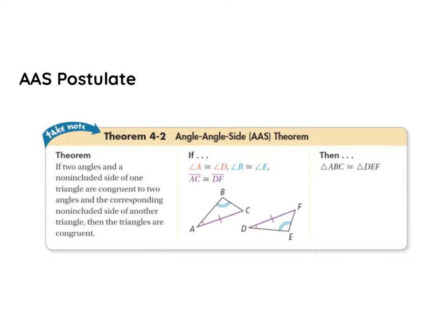Okay, the fourth and final one we're going to talk about is angle, angle, side. The difference here is, I still have a matching angle, a matching side, and my second matching angle. But if I label these, hopefully you notice angle, angle, side. The difference is that the side is not the included side. It's not in between the two angles, it's actually on the outside of those.